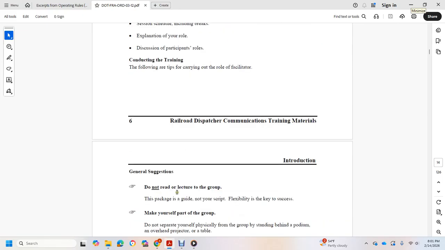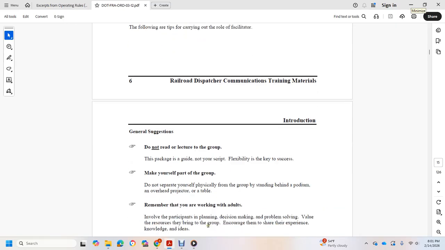General suggestions. Do not read or lecture to the group. The guide is not your script. Flexibility is key to success. Make yourself part of the group. Do not separate yourself physically from the group by standing behind a podium, overhead projector, or table.